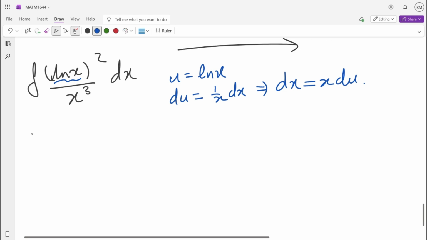Okay, so now let's plug things in. Where we see ln x, we put u, so we have u squared all over x to the power 3. Then what is dx? Dx is x du. Now notice that this x will cancel one of the x's in there, so you're basically going to end up having the integral of u squared all over x squared du.